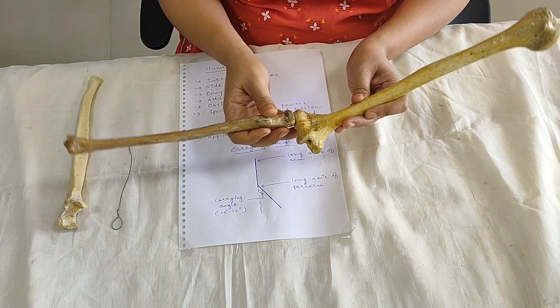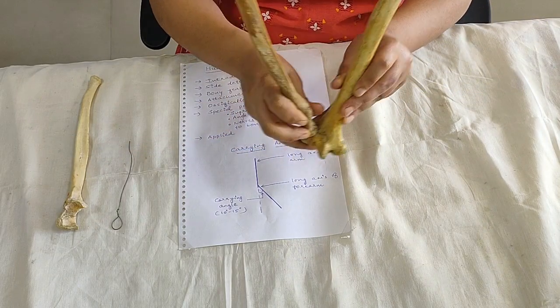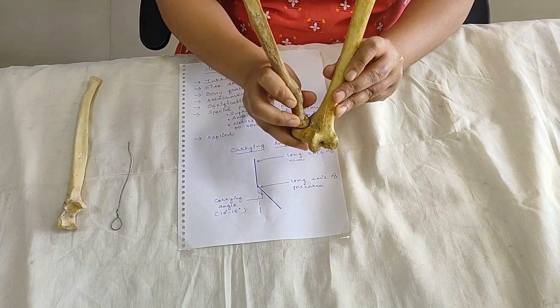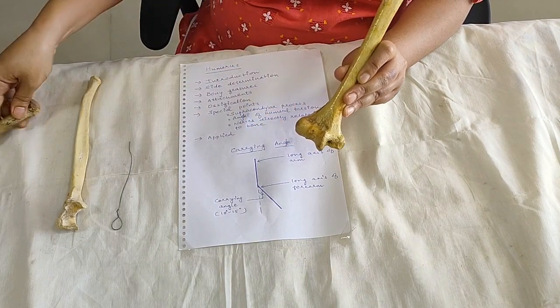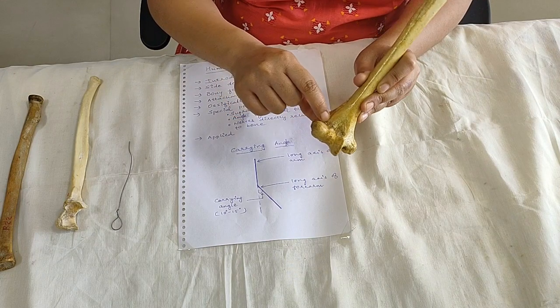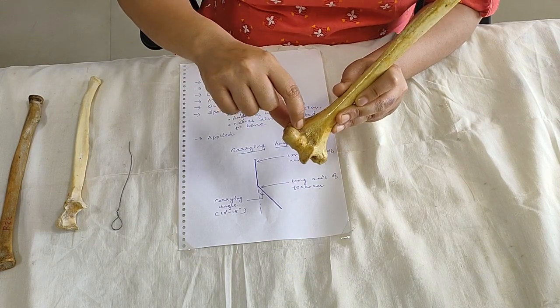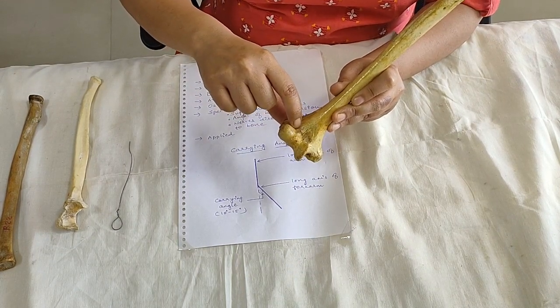During the full flexion of the elbow joint, head of the radius, it is situated in the fossa above the capitulum here, over here. So this fossa is called radial fossa.